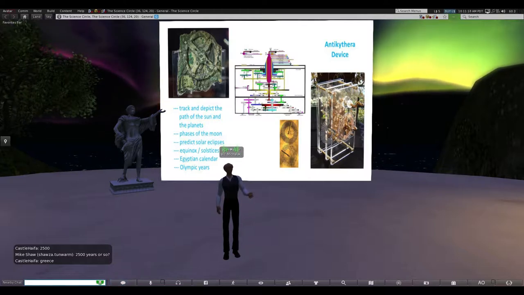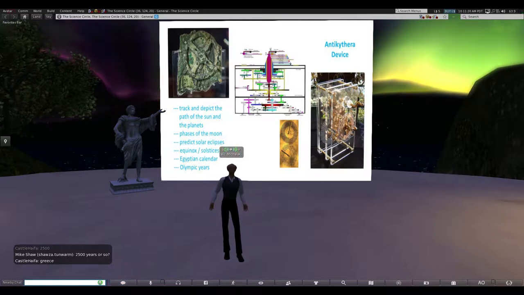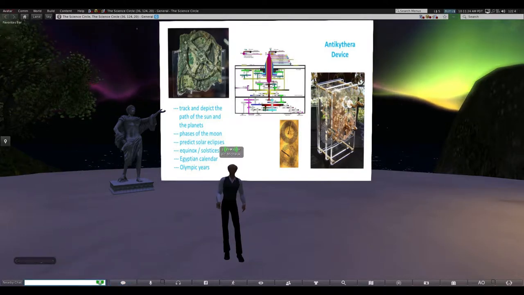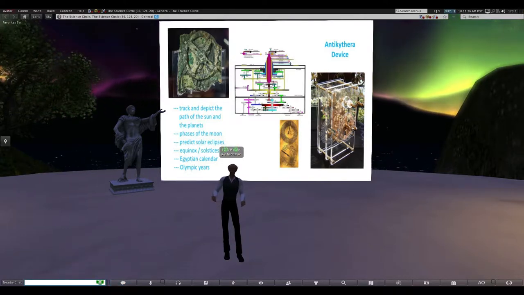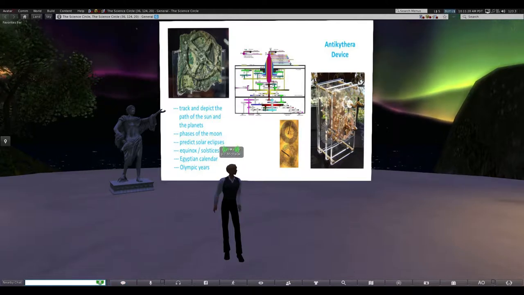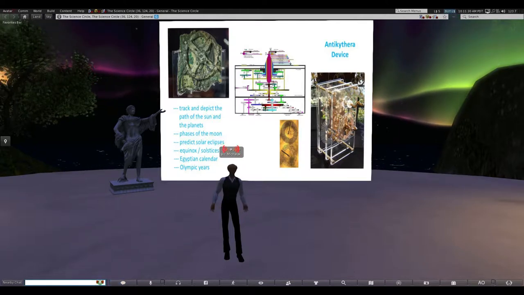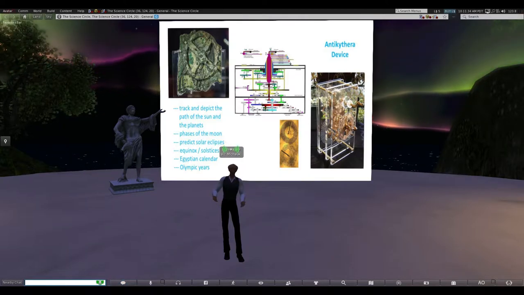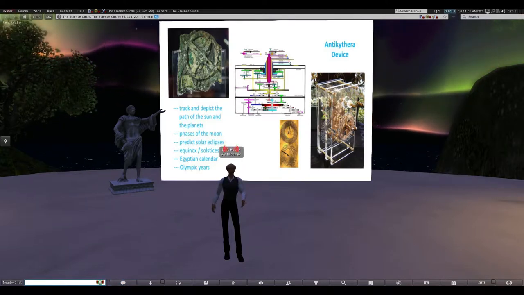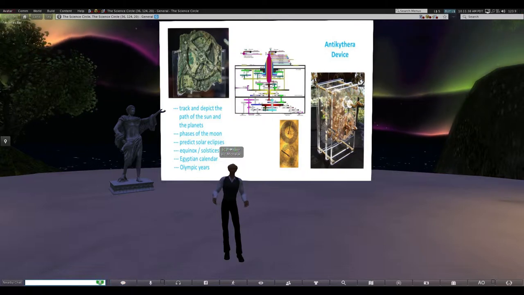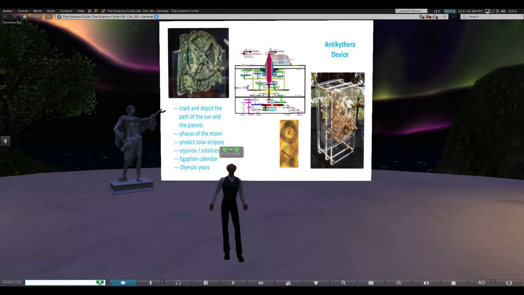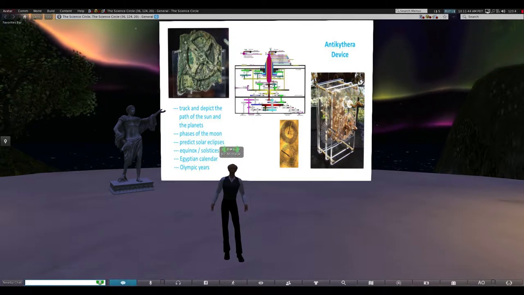Now, it didn't look like the one on the bottom right, obviously. That's a reproduction of it. Right now, unfortunately, it looks like what it looks like upper left. But using x-rays and a bunch of other things, they found out that, oh my goodness, this is a very sophisticated device that used to look like the one down at the bottom. And the actual diagram in the middle there shows how the different gearing worked in it.